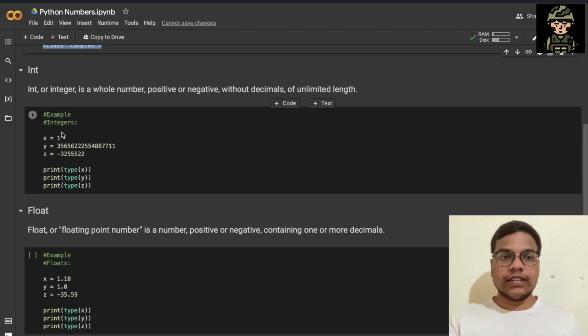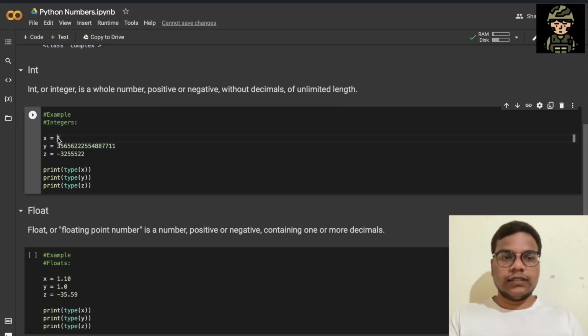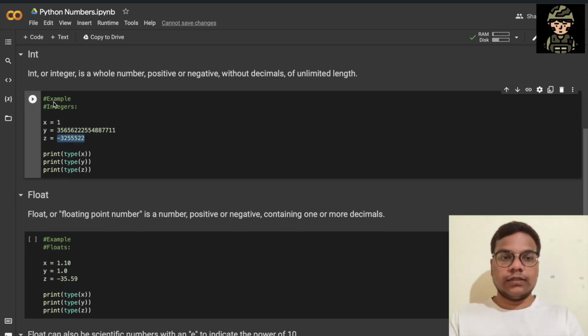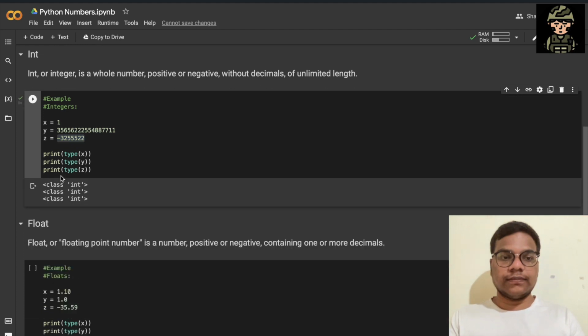Here we are discussing the integer specifically. You can call it int or integer. It is a whole number, positive or negative, without decimals, of unlimited length. So this is an integer, this is also an integer. If the number is negative, that is also an integer, but it should not have decimals. So I'm just going to run them.